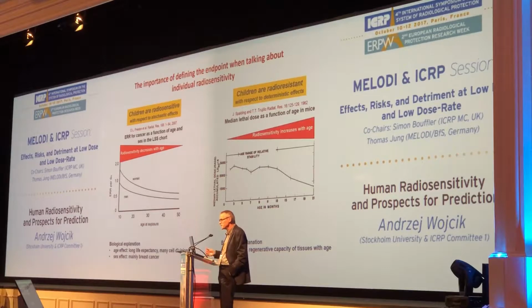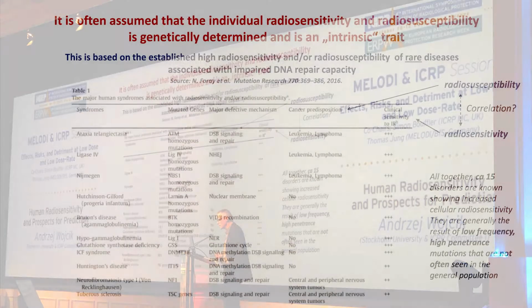And you see on the right panel, this is a study on mice, not on humans, of course, where you can see the median lethal dose that is needed to kill 50% of animals, and you see that this dose decreases with age. So young animals are very radioresistant, again, with respect to deterministic effects.